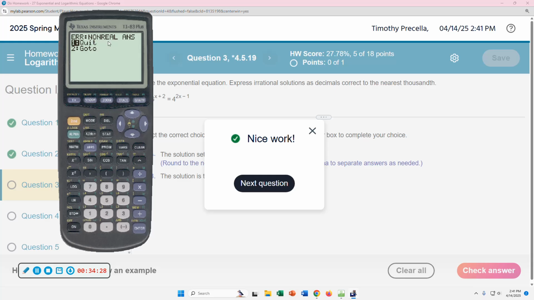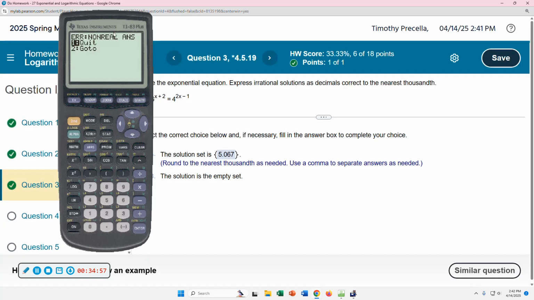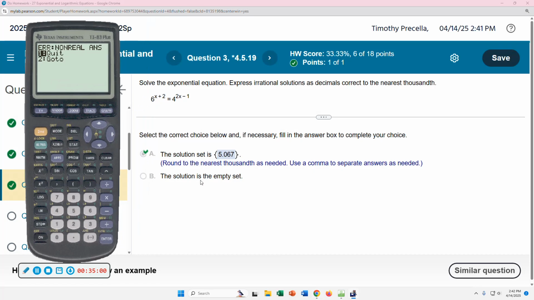Error, non-real answer. There was another time this semester when my calculator would say that non-real answer. If it's not a real number, it has to be a what? It starts with an I. Imaginary. Irrational numbers are still real numbers, so it's imaginary. Imaginary numbers, that's where you get these non-real answers. That's why they might say the solution is the empty set.